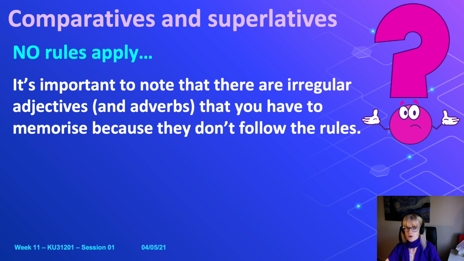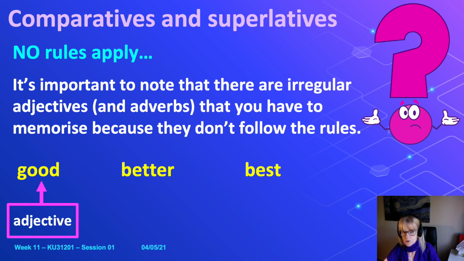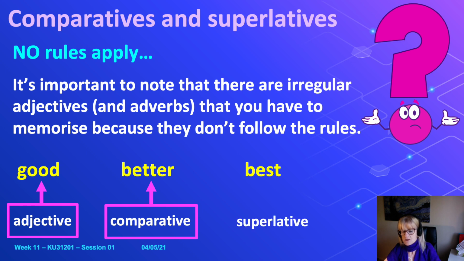And then, of course, because it's English, there are some irregular adjectives that don't follow the rules, and we just have to know what they are. So the first example is good. In English, we don't say gooder and goodest because that's not how we speak. So if our adjective is good, the comparative is better and the superlative is best. So we say good, better, best. And there's no rule for that one. We just need to know it.